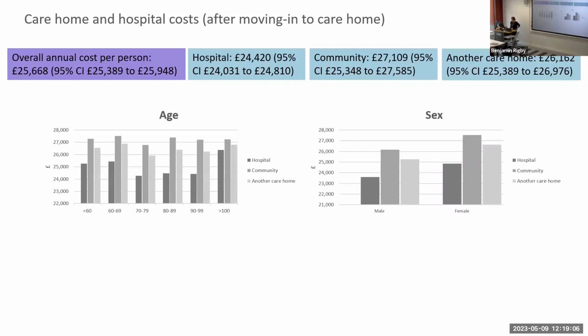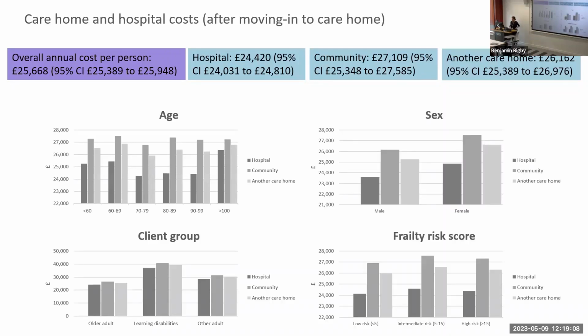We also looked at cost differences by different characteristics: age, sex, client group, and frailty score. What we observe is very similar patterns in terms of age, sex, length and frailty score. So there isn't really much of a difference, and people coming from the community in each of those groups seem to incur slightly higher costs than those being admitted from hospital.